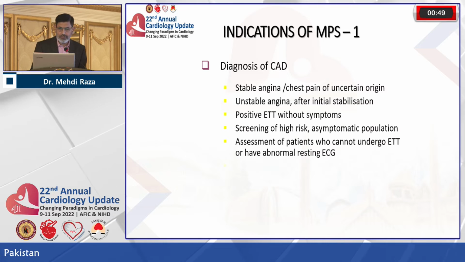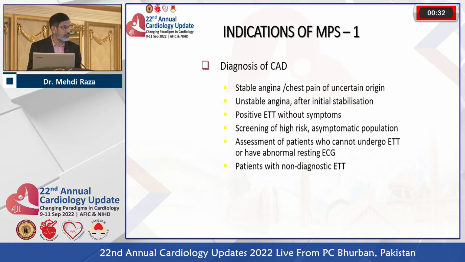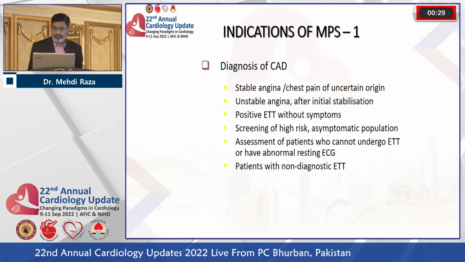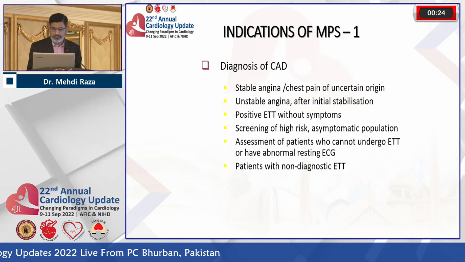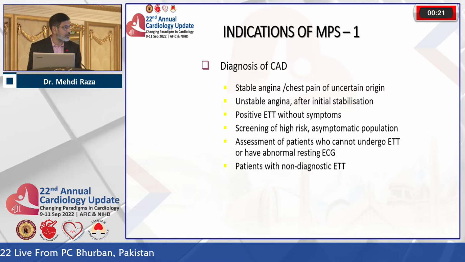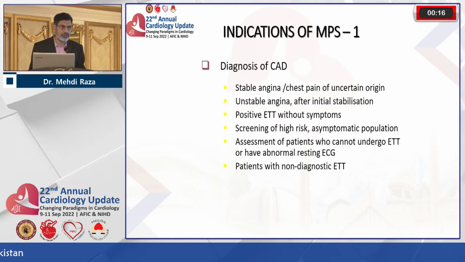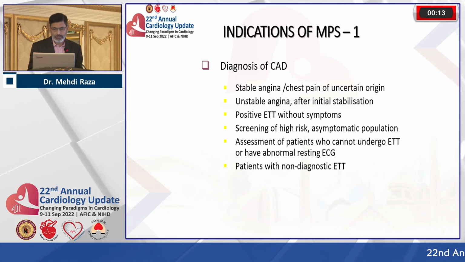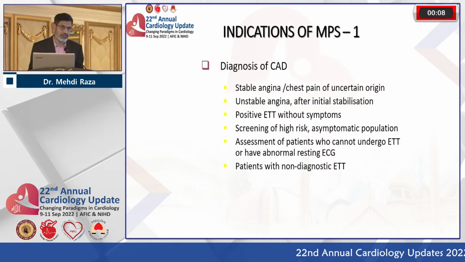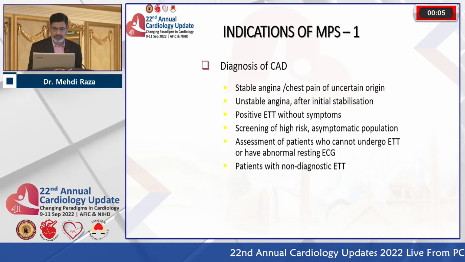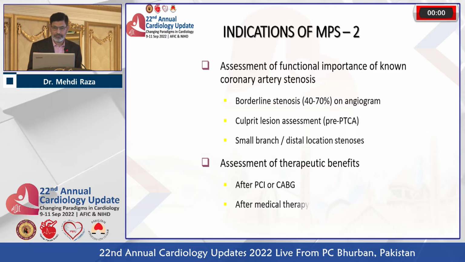Let's come to the indications for stabilization. Positive ETT without symptoms. Similarly, a positive CTCA without symptoms. Screening of high-risk asymptomatic population, we are frequently doing it. Assessment of patients who cannot undergo ETT. Another population which comes to us, we do pharmacological stress using adenosine, or there are centers which are using persantine, and we come up with the results. Those patients who have abnormal resting ECGs, like, for example, left bundle branch block or other conduction abnormalities, where an ETT can also be non-diagnostic.